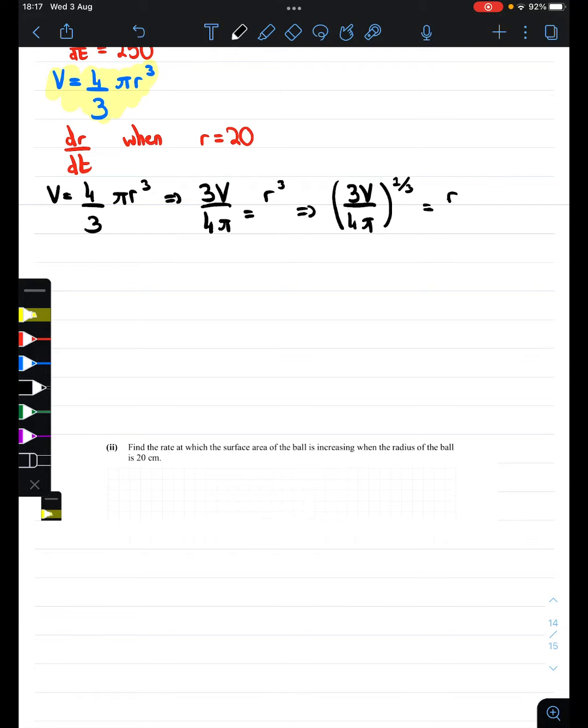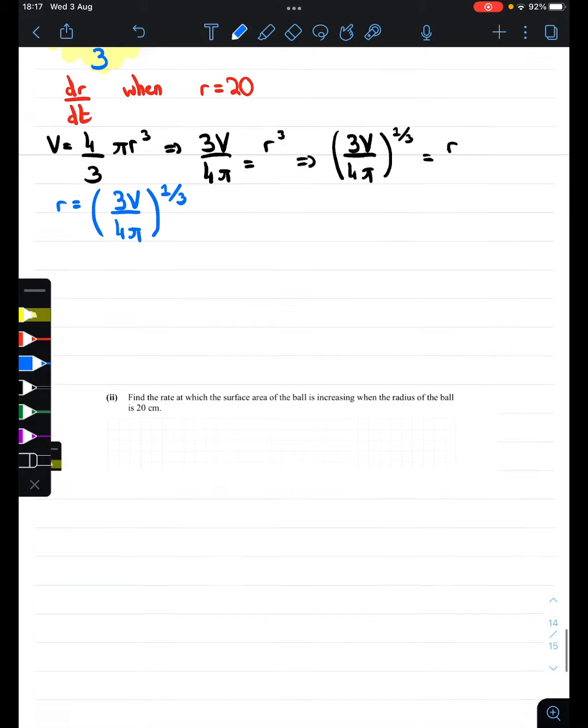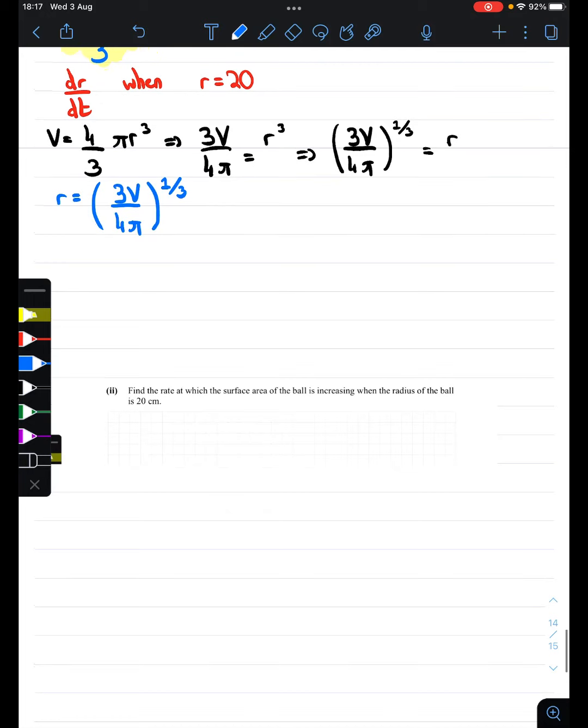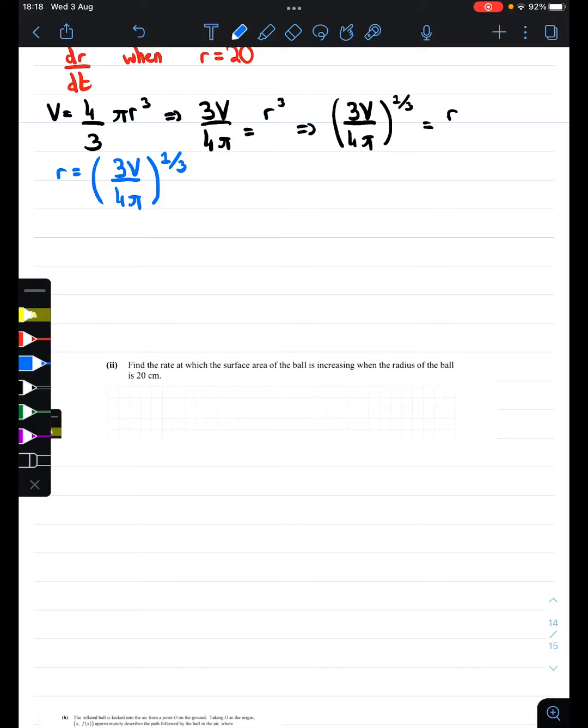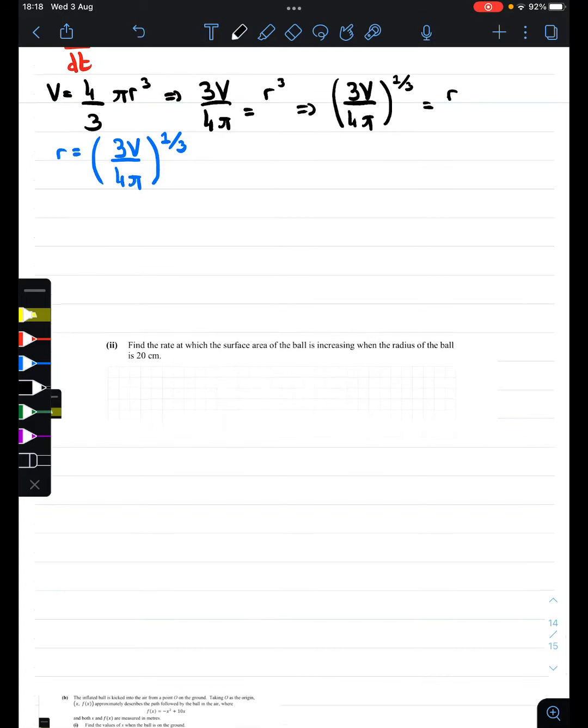Okay, so now we have this formula for r. Let's just rewrite it here. r equals 3v over 4 pi to the power of a third. Okay, and now we're looking for the derivative with respect to t. But the problem is we have r in terms of v, not in terms of t. So the way that we can differentiate this is if we try and find dr/dt, well, dr/dt is equal to dr/dv multiplied by dv/dt.